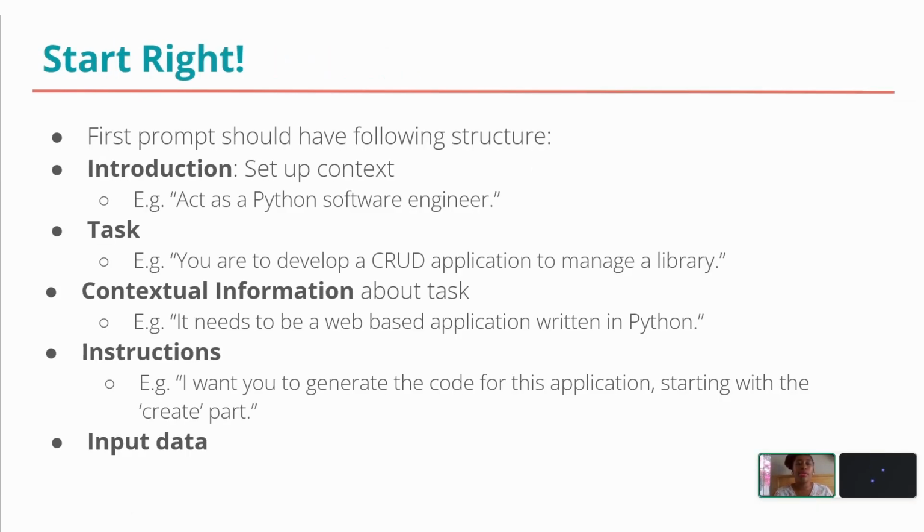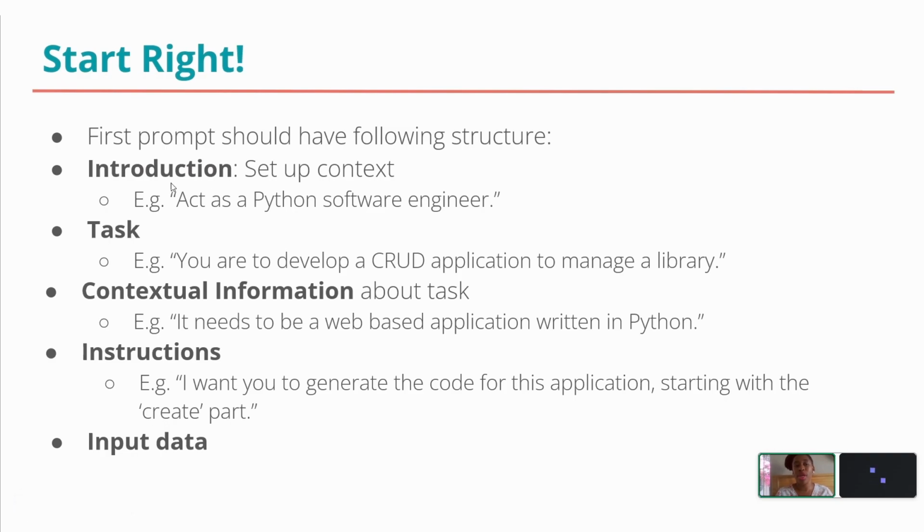I wanted to say, when you get started, let's say you're opening a new chat on ChatGPT or on Bing AI, you have to get started right. It's advised to start with a contextual prompt. So you set up the context. For example, you say, act as a Python software engineer. And then you tell it the task that it has to perform for the duration of this chat.